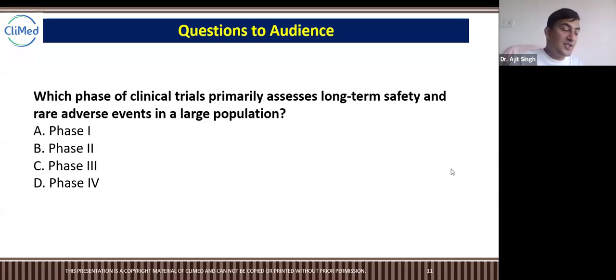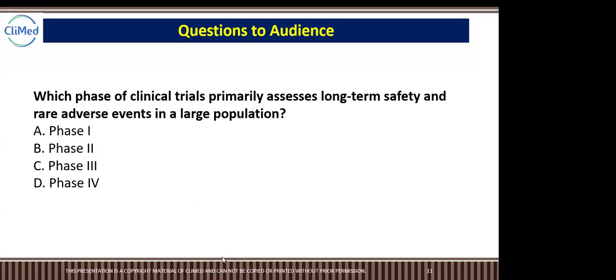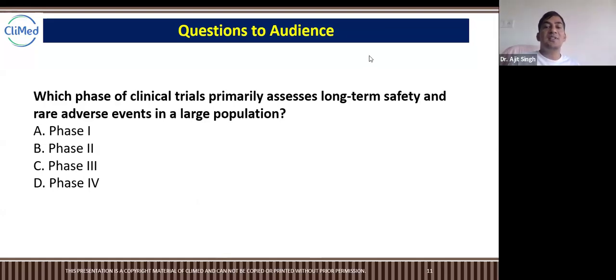It is phase 4 because phase 4 is also known as what? Post-marketing surveillance. Fantastic. So post-marketing surveillance always covers most of the population, and that helps in checking the real-time adverse events in the public. Because when a clinical trial is happening, it is happening in a restricted environment, in a restricted population which has been selected for the clinical trial.